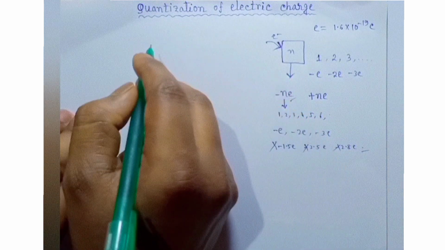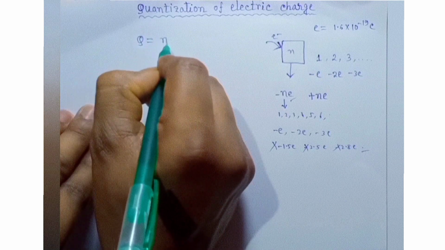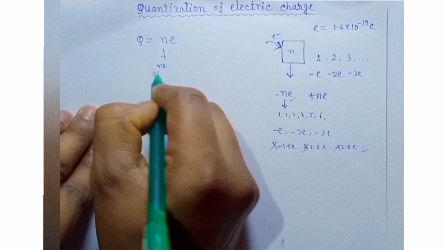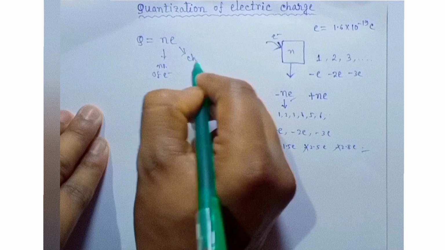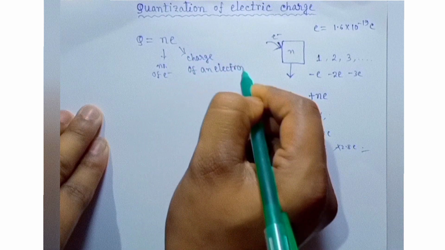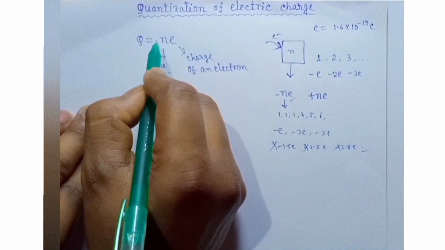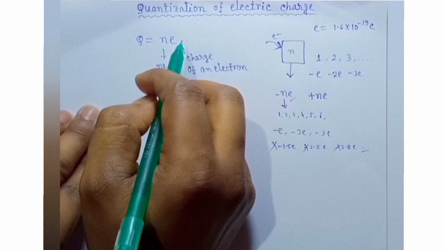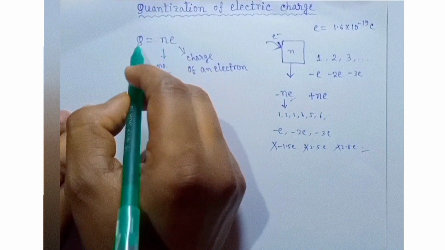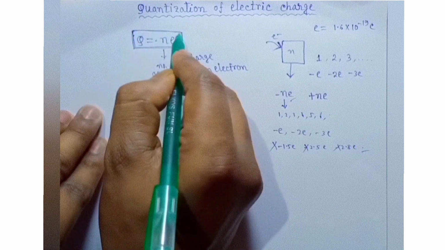So from this concept we can understand that an object can have total charge Q equals n into e, where n is the number of electrons and e is the charge of an electron. Now if the object has excess of electrons, then the total charge will be negative, and if the object has a deficiency of electrons, that means if it loses electrons, then the total charge will be positive ne. Using this formula we can solve some numerical problems.